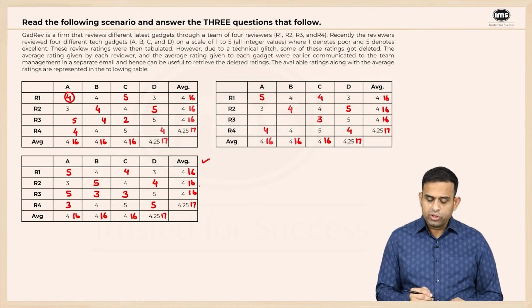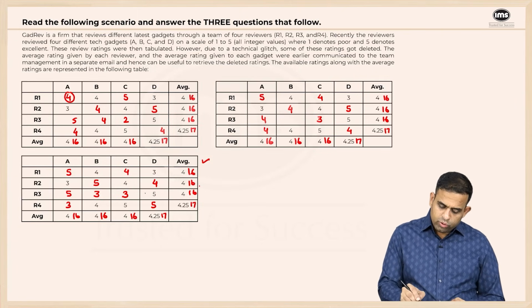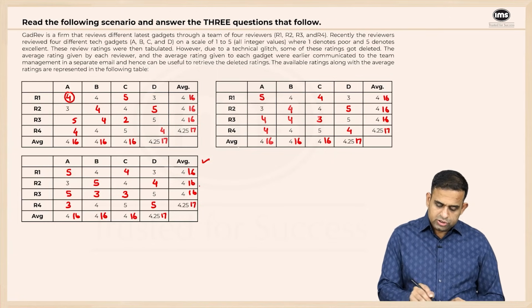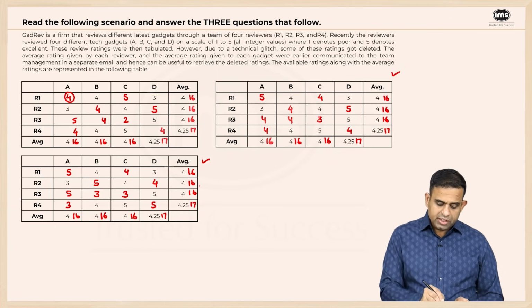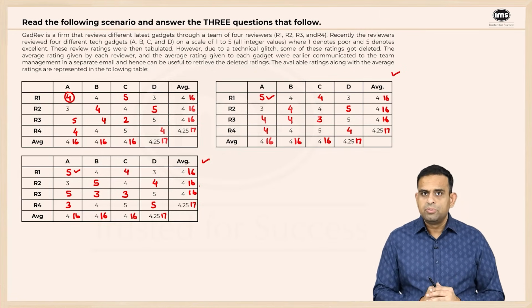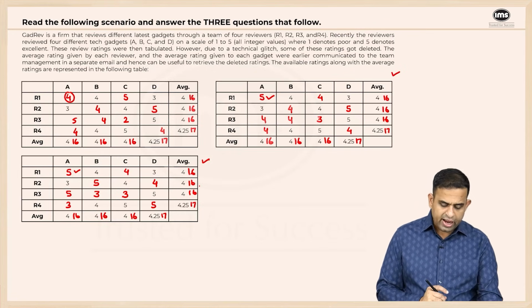5 plus 3 plus 4 is 12. This will be 4. 4 plus 3, 7. 7 plus 5 is 12. This will be 4. This also is perfectly fine. So understand, when the person R1 gave a rating of 5, we have got two possible situations. Let's try to attack the questions now.